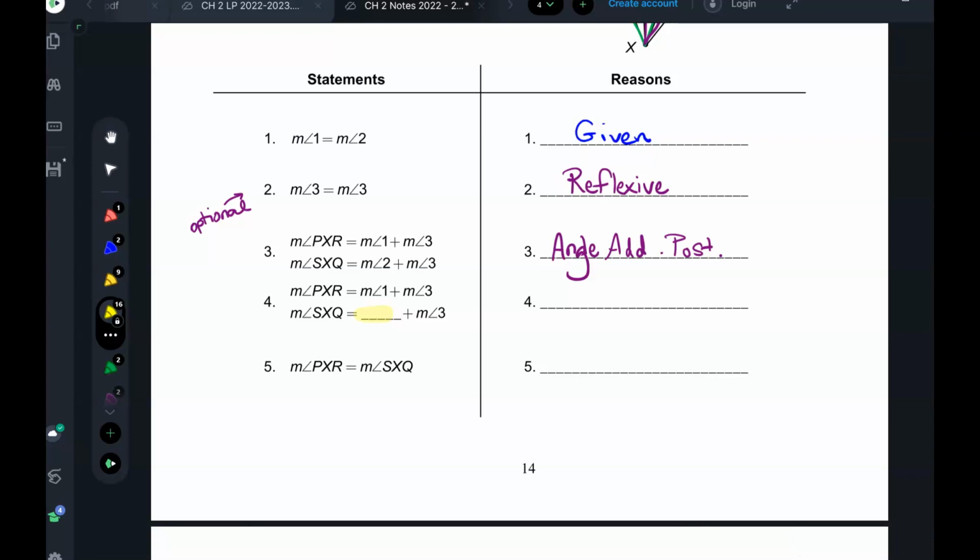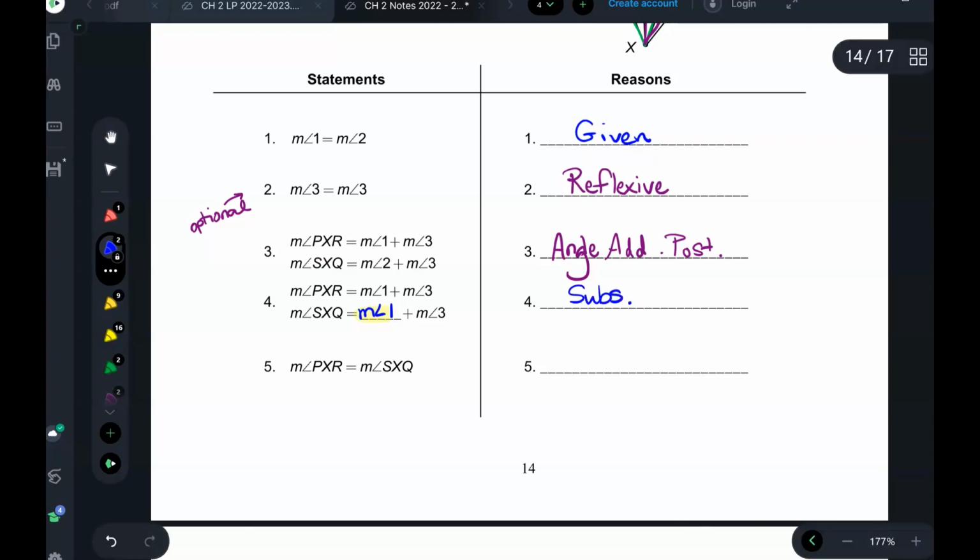So nothing happened with the first line, that just stayed the same. Measure of angle 2. Substitution. But what do I want to replace measure of angle 2 with? Measure of angle 1. Substitution. We just replaced one thing for its equivalent. What allowed us to say this is angle 1 here? Because angle 1 is equal to angle 2, so I was able to replace that.